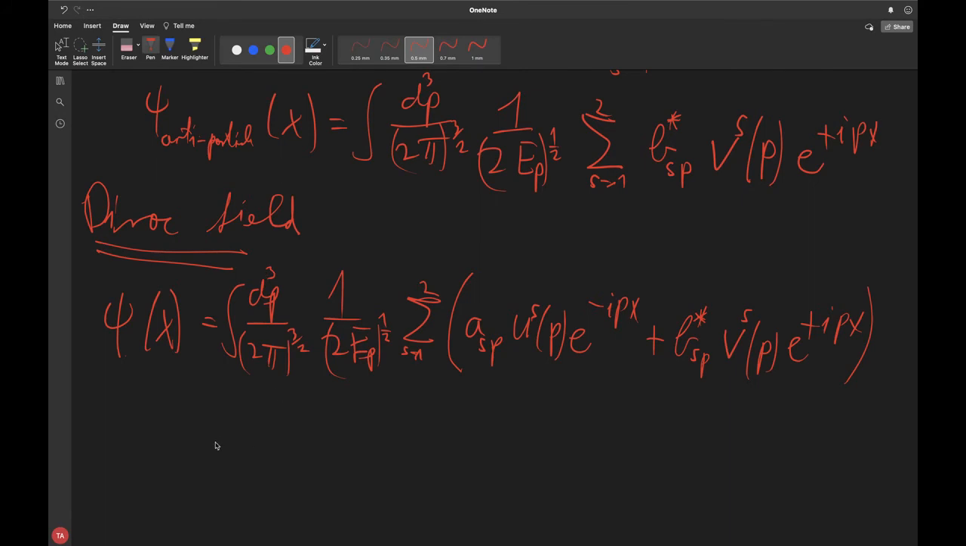One more thing that we could note here is that this E_p is the relativistic energy. So what we do is that we take p squared plus m squared, and we take the square root of that. Of course, c was set to 1, and h bar was set to 1 in this whole derivation.